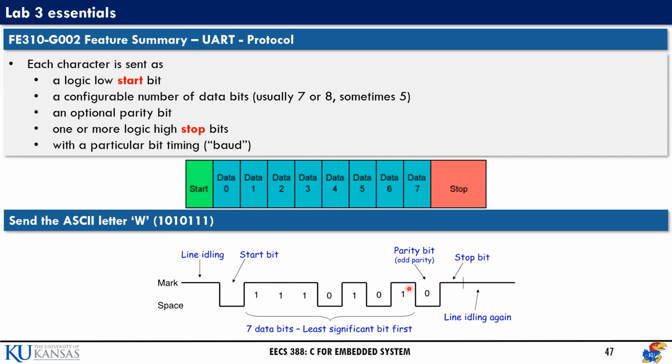So in some cases, as we know, we have an odd number of ones, and if we get 1 here in the parity bit, that means somehow the data got changed during the transmission. So that's why we use the parity bit for error checking, and we have the stop bit as well.